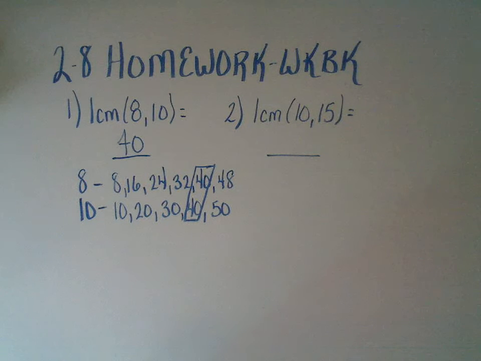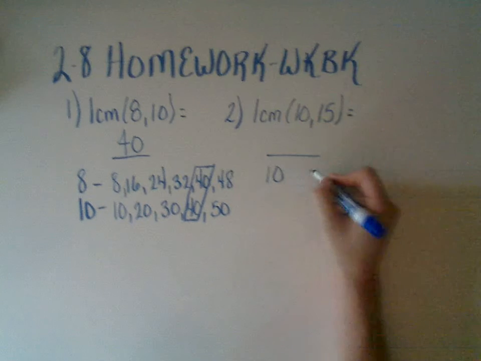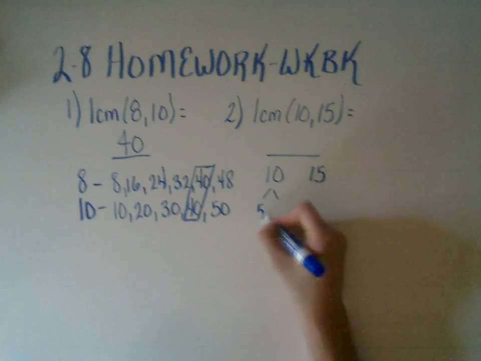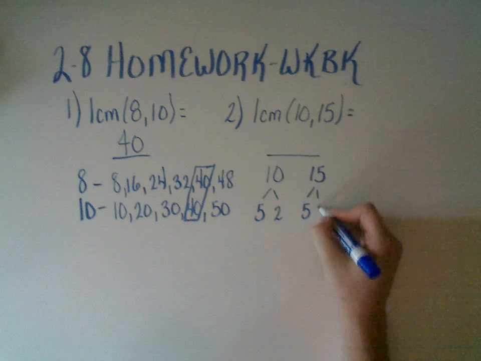Now, as you saw in class, there is another way, but oddly, even though it's called least common multiple, we have to go back to factor trees to do it. So let's look at that in number 2, where we're finding the least common multiple of 10 and 15. So I'm going to quickly do some factor trees, but these are two really easy problems. 10 is 5 and 2, 15 is 5 and 3.